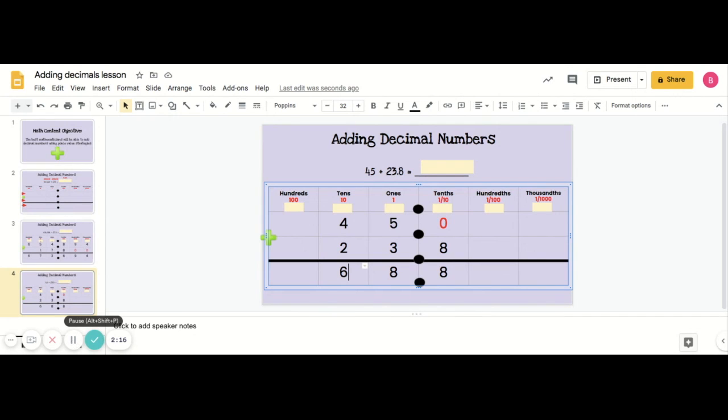Now it's time for you to practice. Go back to the original PowerPoint, and there are 6 different examples that you are going to practice how to add decimal numbers. Good luck!